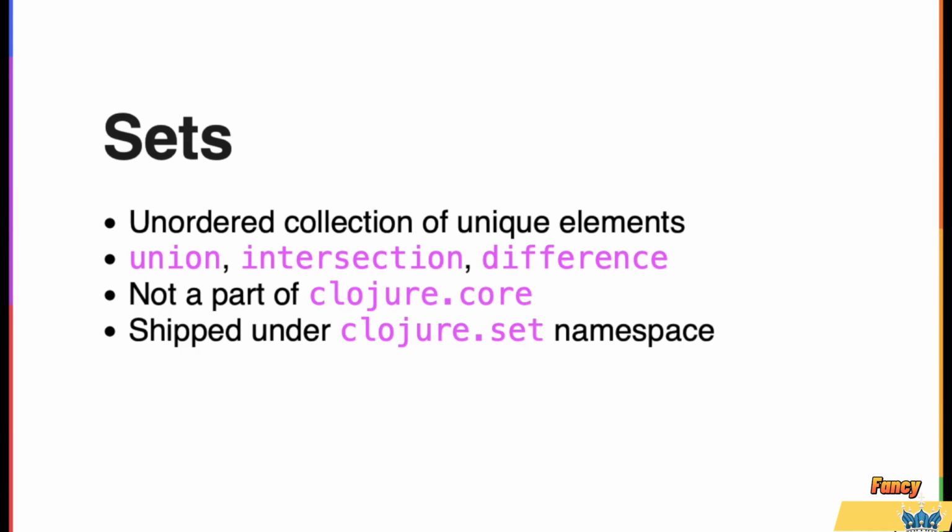There are many set-specific functions like union, intersection, difference, which are defined in the clojure.set namespace. So, in order to access them, you need to require the clojure.set namespace. All other functions that we have used so far are a part of the clojure.core namespace, which is required by default.